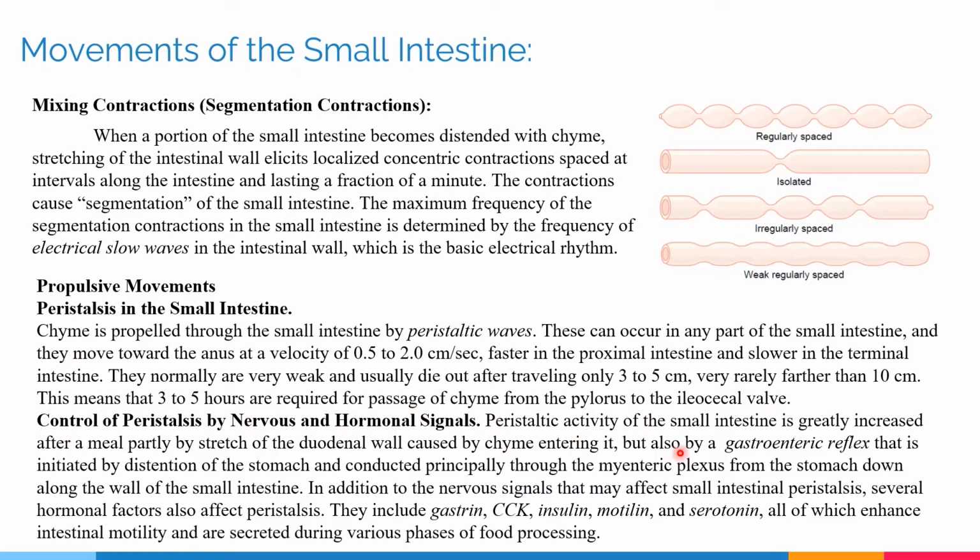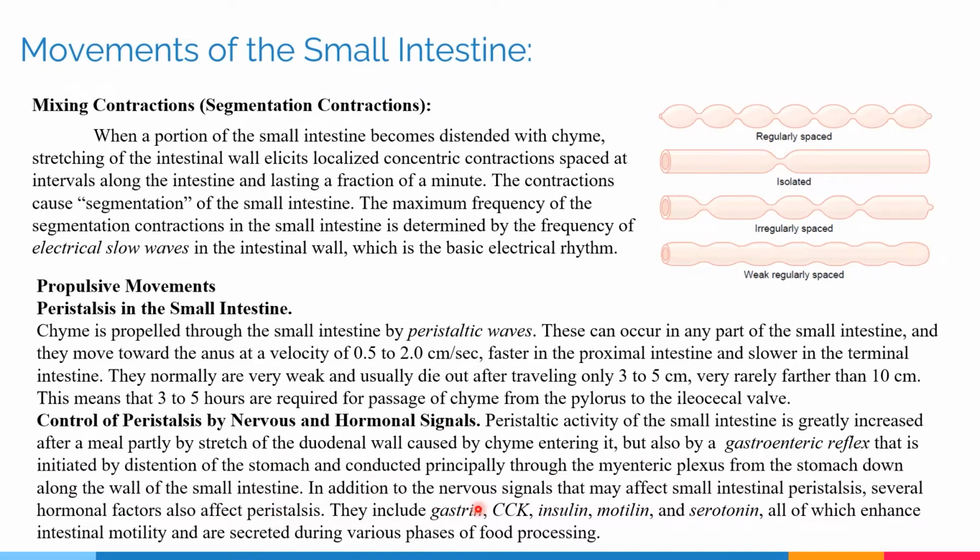Peristaltic activity of the small intestine is greatly increased after a meal, partly by stretch of the duodenal wall caused by the chyme entering it, but also by a gastroenteric reflex that is initiated by distension of the stomach and conducted principally through the enteric plexus from the stomach down along the wall of the small intestine.